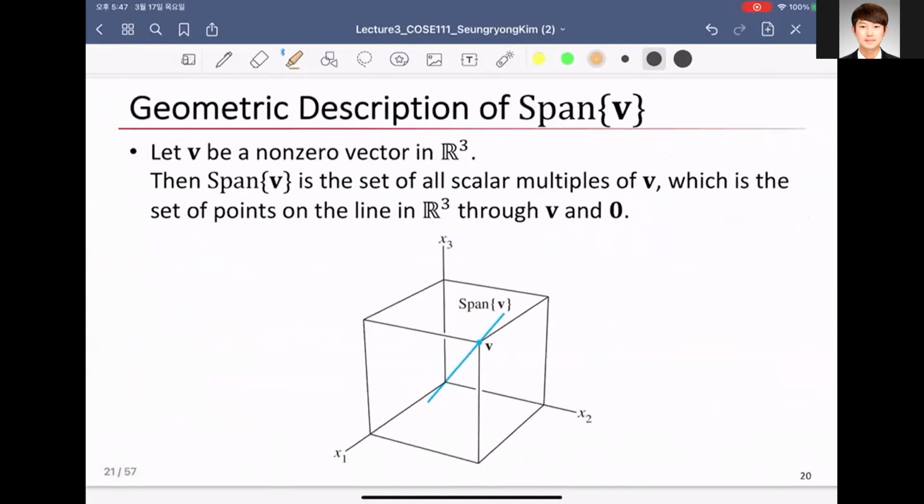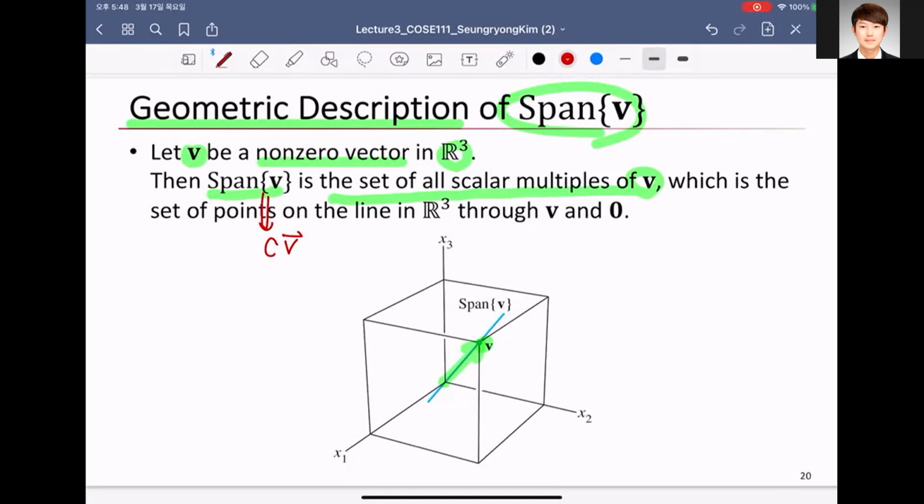What is the exact meaning of the span? Let's think about the geometric description of the span. Let V be a non-zero vector in R3 space. Then, as we discussed previously, this vector V is represented as an arrow here. Then the span of V is the set of scalar multiples of V, I mean the linear combinations of V, in this case C times V. C can be any real value.